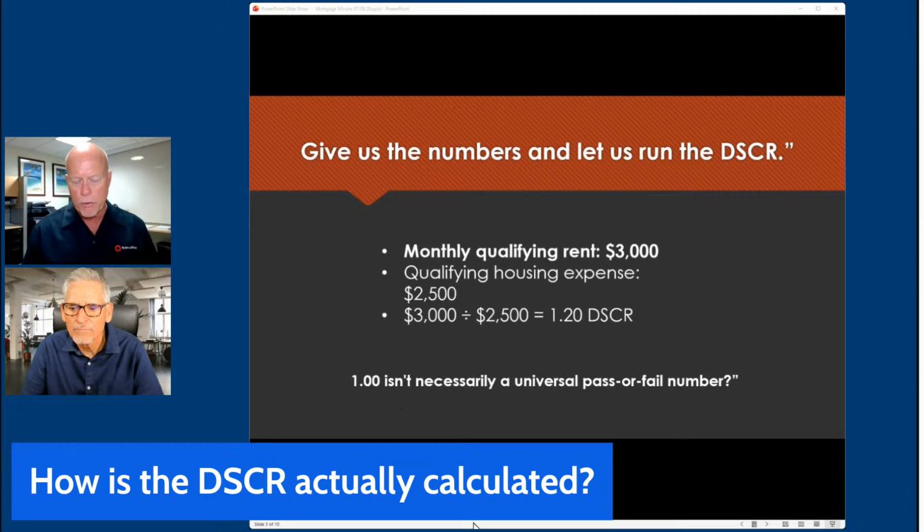Now, most of them are pretty close, but there are some differences out there, and that's our job as a mortgage broker to be aware of those so that we can apply them in the right situation. So that's one of the advantages of working with a mortgage broker like us, where we have access to multiple DSCR programs and lenders.